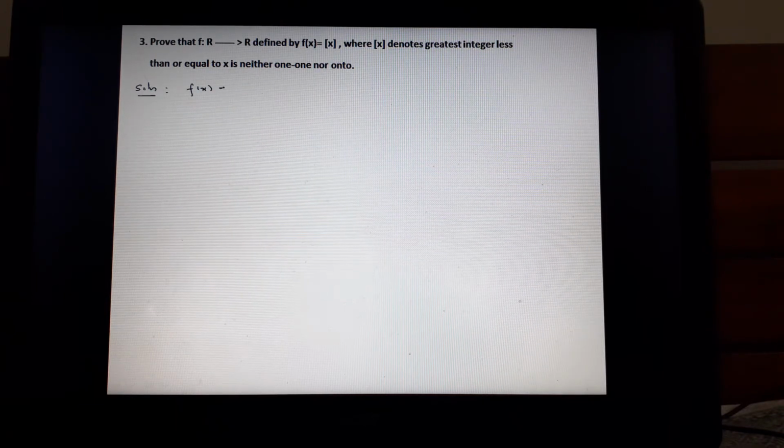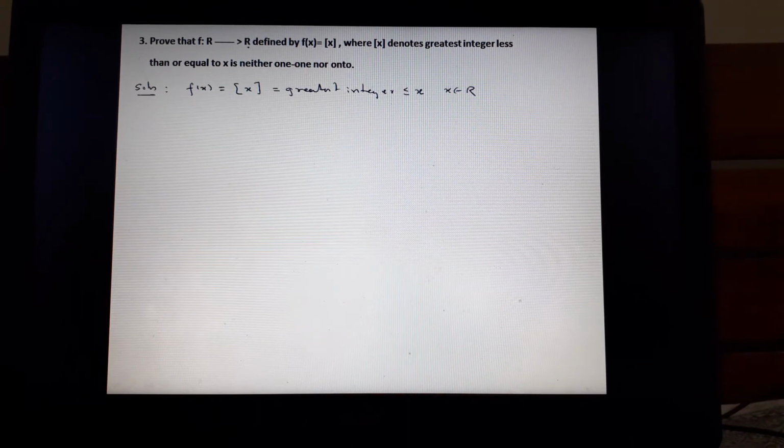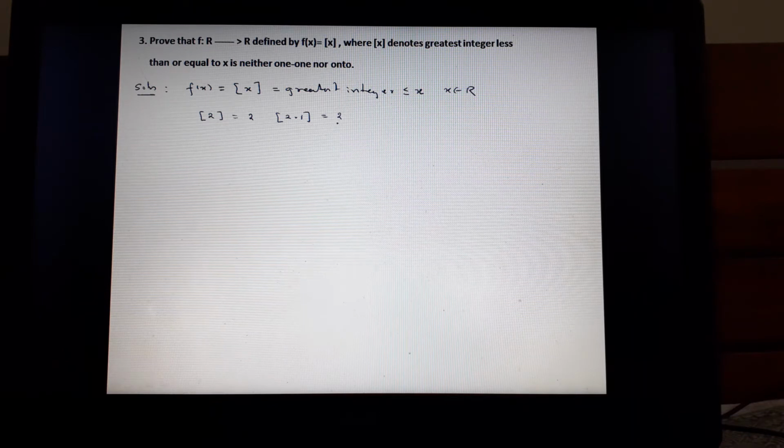f of x equal to [x] means this is the greatest integer less than or equal to x, with x belonging to R, because it is a function from R to R. See, we have to understand like this. Suppose you take 2, the greatest integer less than or equal to 2 is 2 only. Suppose you take 2.1, the greatest integer less than 2.1 is 2 only. So it is very clear.